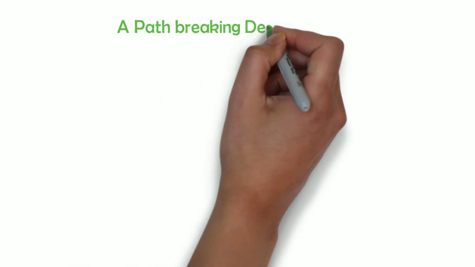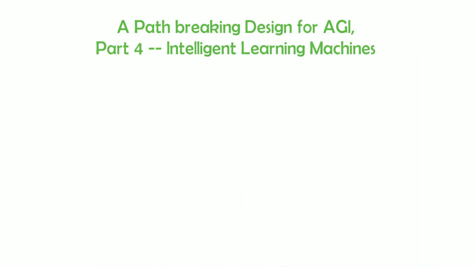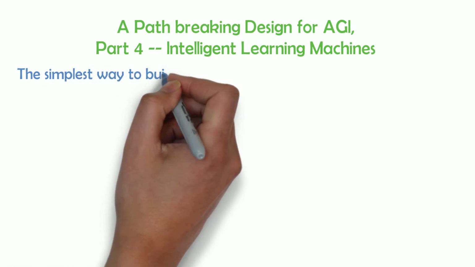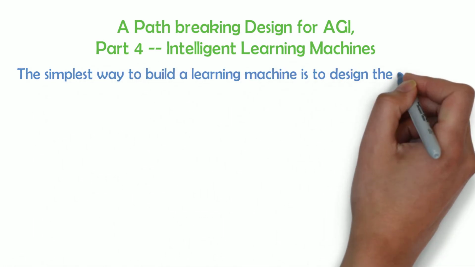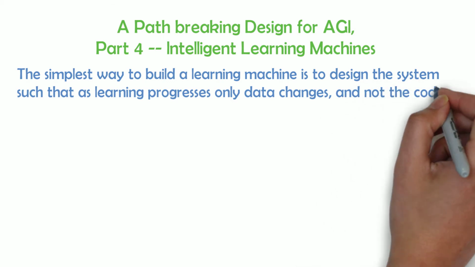A path-breaking design for AGI, Part 4, Intelligent Learning Machines. The simplest way to build a learning machine is to design the system such that as learning progresses only data changes, and not the code.